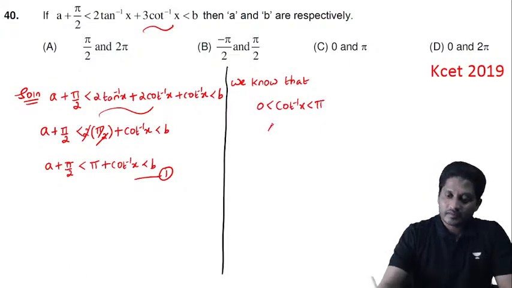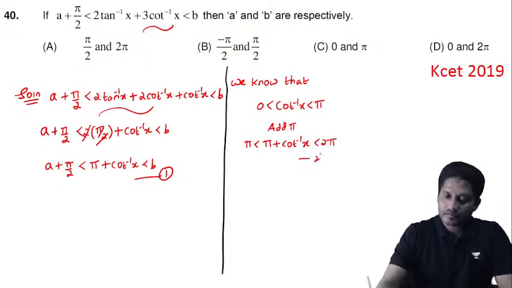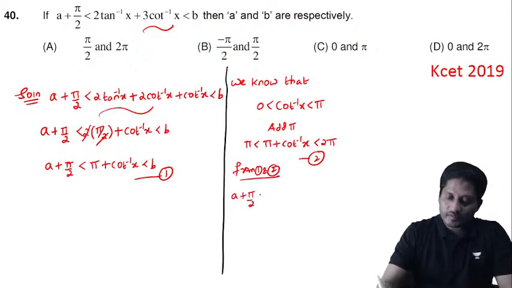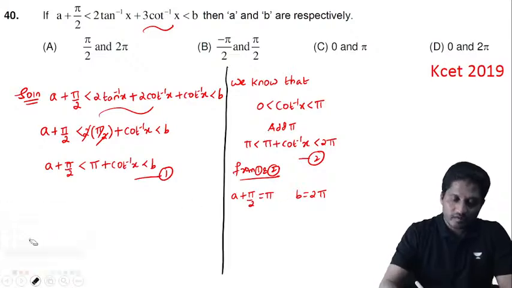Alright, add pi throughout. You will get pi is less than pi plus cot inverse of x, and then this is less than 2 pi. Now if I compare equations 1 and 2, a plus pi by 2 is equal to pi and b is equal to 2 pi. Okay, b is equal to 2 pi, right?